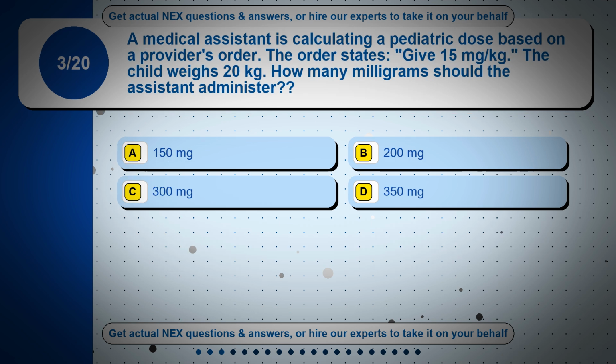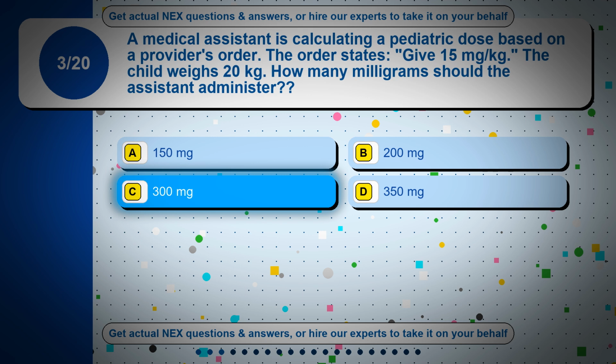Question 3. A medical assistant is calculating a pediatric dose based on a provider's order. The order states, give 15 mg/kg. The child weighs 20 kilograms. How many milligrams should the assistant administer? Option A. 150 milligrams. Option B. 200 milligrams. Option C. 300 milligrams. Option D. 350 milligrams. The correct answer is option C.